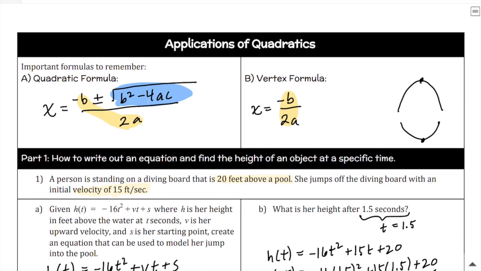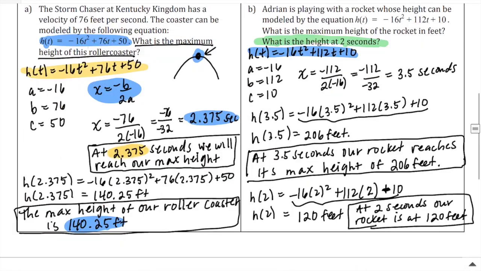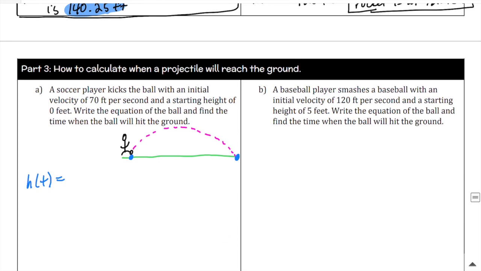And as I said kind of in the beginning of the video, that is going to be due to gravity, right? So we have gravity on the Earth, and since we're dealing with feet, we have negative 16t squared. Then we know that our velocity goes in the middle, right? So what is our velocity? We have 70 feet per second. So we have 70t. And our starting height is 0 feet.